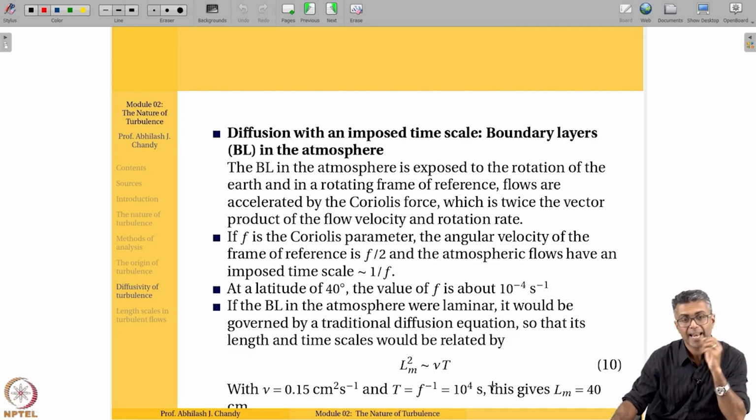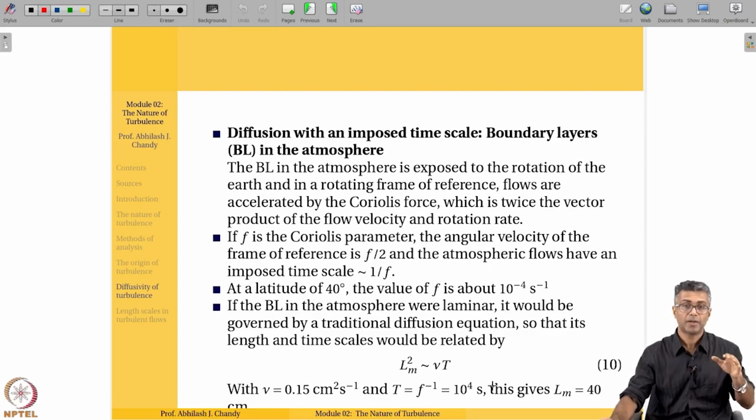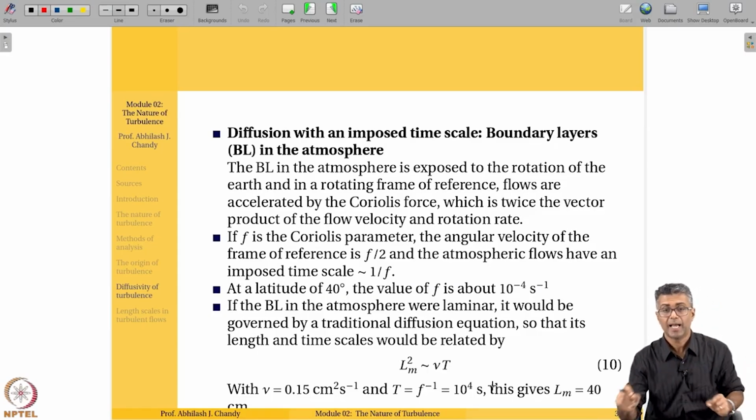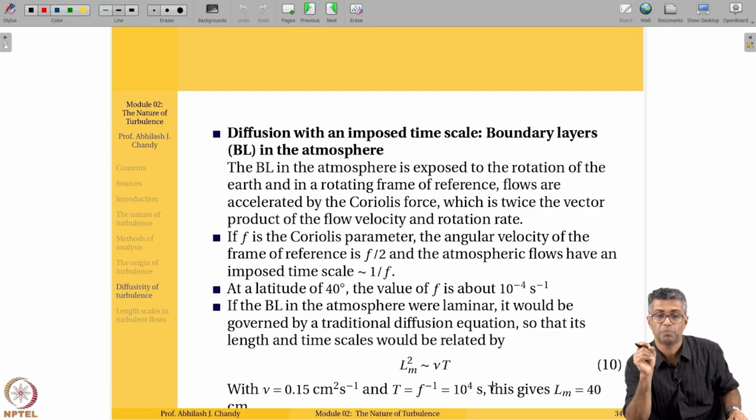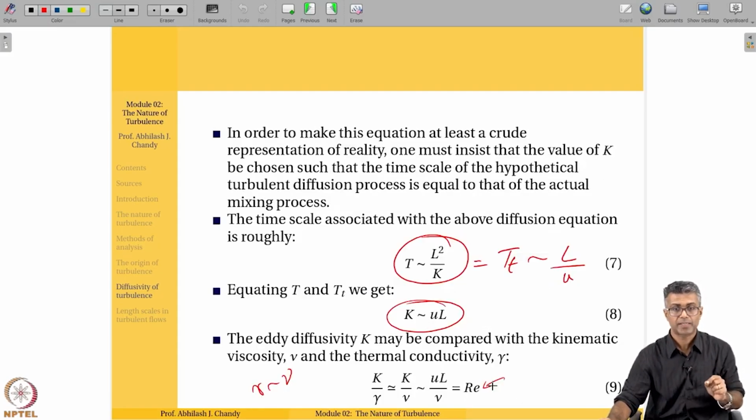So in the next problem, we are going to look at diffusion with an imposed time scale. In the previous problem, we looked at diffusion with an imposed length scale, whereas now we are going to look at it with the imposed time scale. And the problem we are going to look at is boundary layers in the atmosphere. So I want to make sure you understand this.